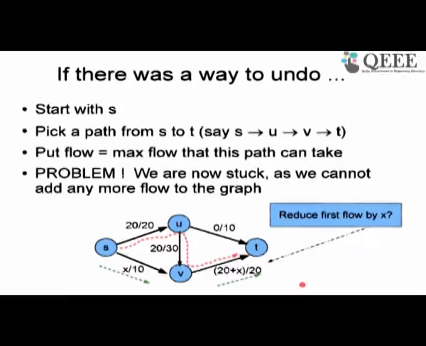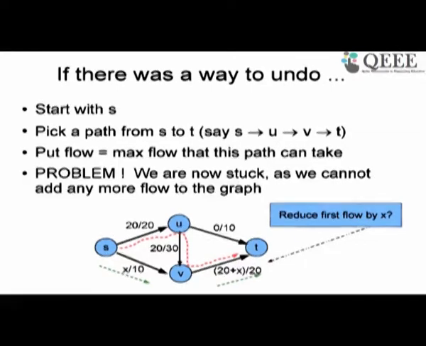So my first thought is, can I modify my original flow somehow? I was greedy, right? What did I do? I took the maximum flow of this path, which was 20. I could have taken something less. So I am asking the question, can I adjust the first flow? Can I reduce the first flow a little bit so that I can accommodate x in this direction? I have to reduce this by x in order to accommodate x.